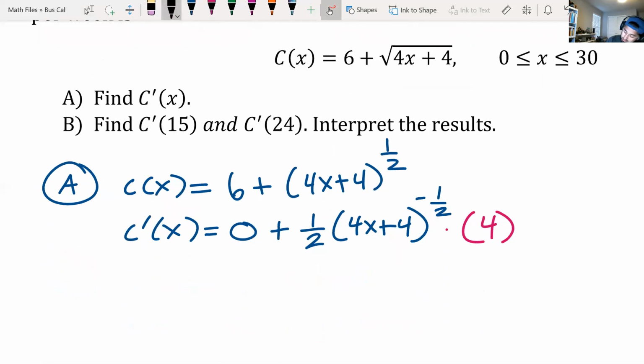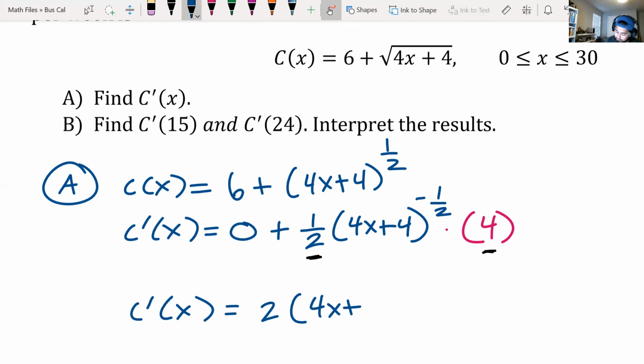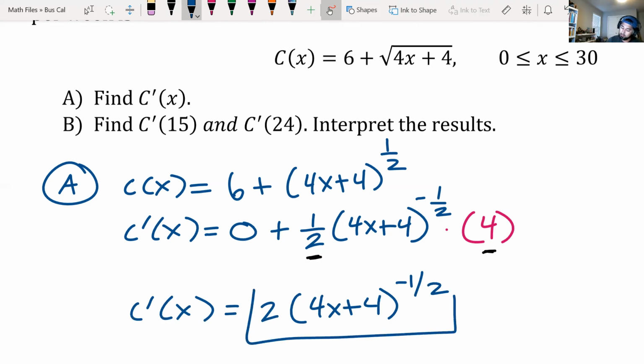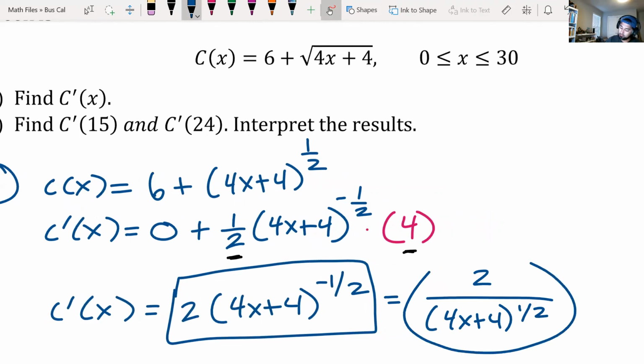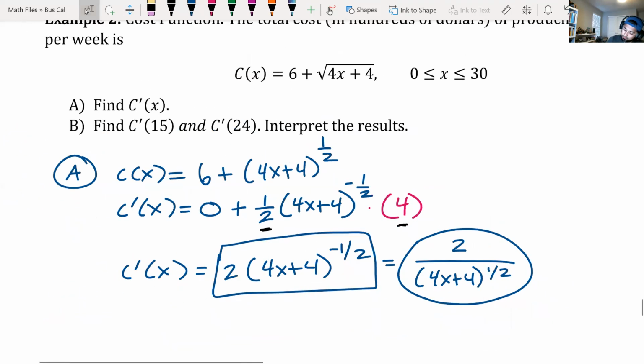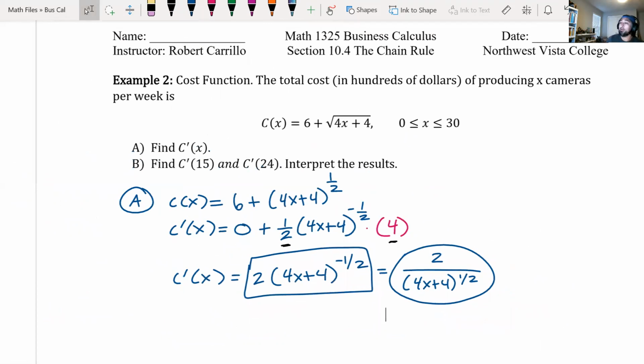And 1/2 times 4, we can get rid of that 0, and you'll get 2 times (4x plus 4) to the negative 1/2. Again, that's a suitable answer, or rewrite it as 2 over (4x plus 4) to the 1/2. Okay, now there's the derivative of the cost function.